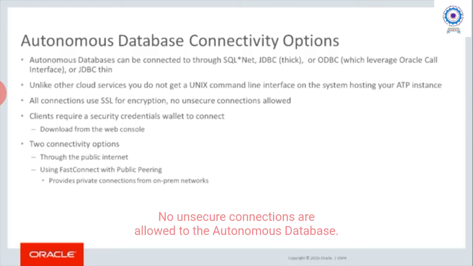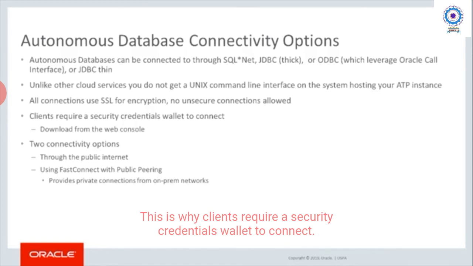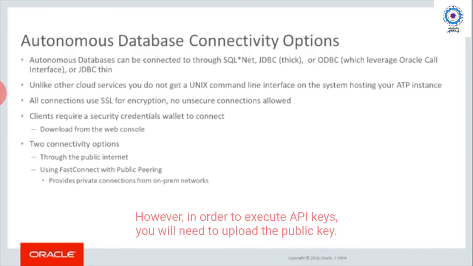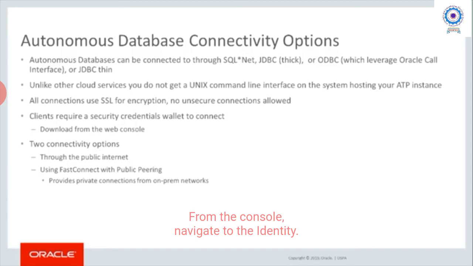No unsecure connections are allowed to the Autonomous Database. This is why clients require a security credentials wallet to connect. In the previous slides, we went over the steps for downloading the wallet to use for secure connections. However, in order to execute API keys, you will need to upload the public key. From the console, navigate to Identity, select the Users panel, and select Add Public Key. There are two connectivity options to establish a connection to the Autonomous Database. One is through the public Internet directly, and the other is using Oracle's FastConnect service with public peering.